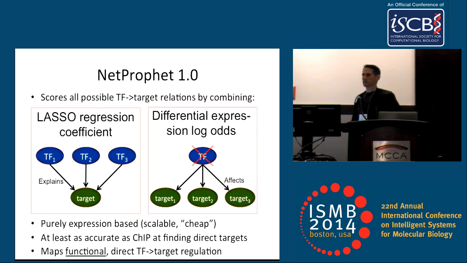And this has some nice features. It's a purely expression-based method. And since expression profiling is itself a commodity method, this is scalable and relatively low cost. Surprisingly, we found using the S. cerevisiae data that this method was able to identify direct targets of transcription factors as accurately as the existing ChIP data for yeast. And finally, whereas ChIP gives you all binding events, this gives you only functional direct regulation.